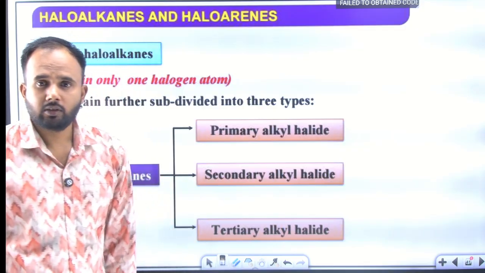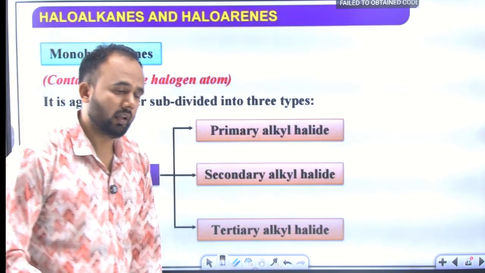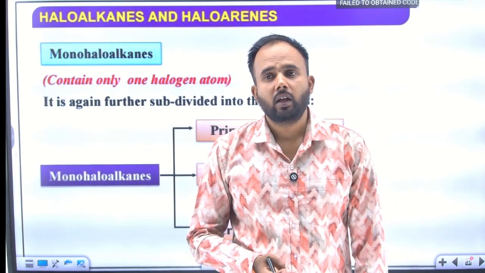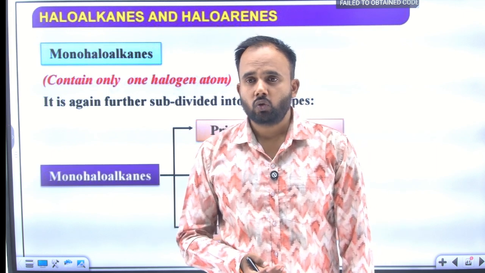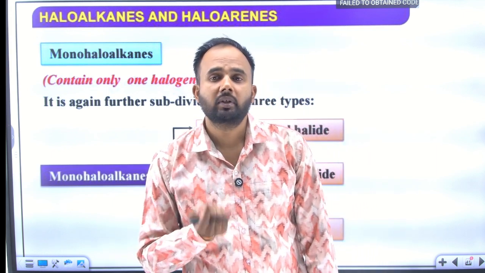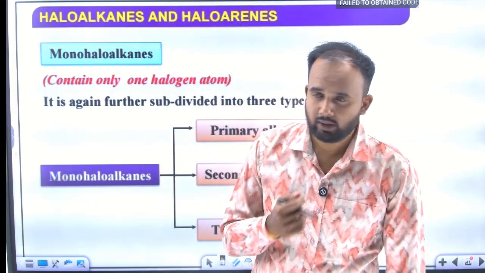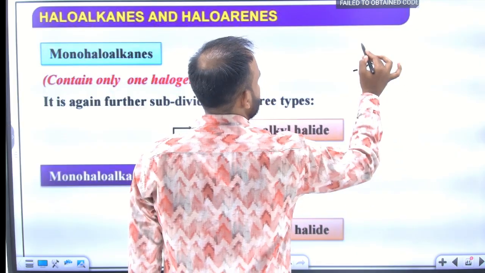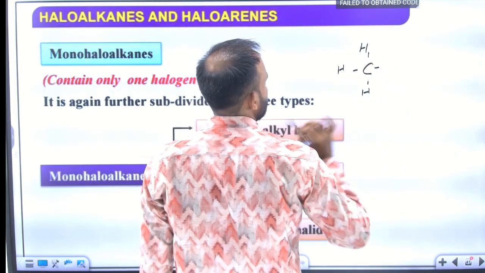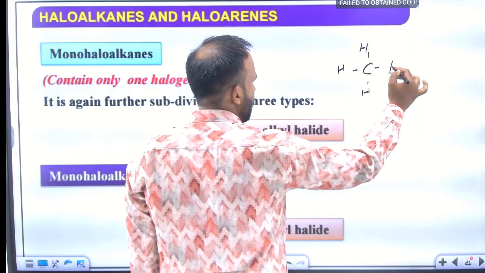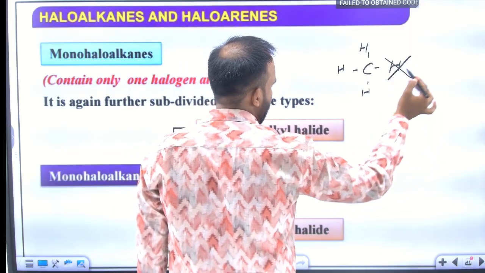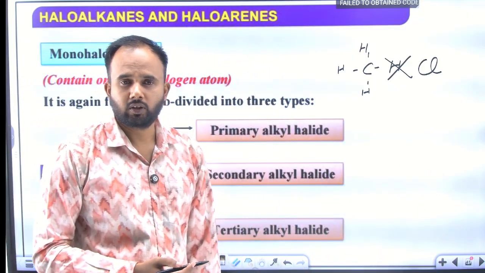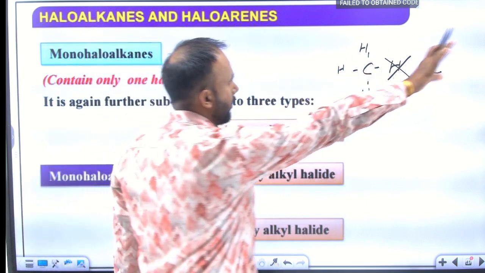Now monohaloalkanes are also classified into three types. The first one is primary, the second is secondary, and the third is tertiary. It depends on where the halogen atom is attached. Primary means what? Let's suppose this is the example of methane. If I remove one hydrogen from here, and in place of this hydrogen I add a chlorine atom, it is a normal haloalkane.